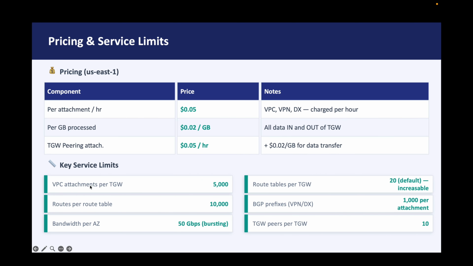Key service limits: VPC attachments per transit gateway is 5000. Route tables is 20 by default, you can increase it with a support request. Next one is routes per route table. It is a 10,000 limit. BGP prefixes, you can advertise 1000 per attachment. Next one is bandwidth per AZ. It has 50 Gbps bursting. Next one is transit gateways per account. It has 10. So these are the pricing and the service limits.